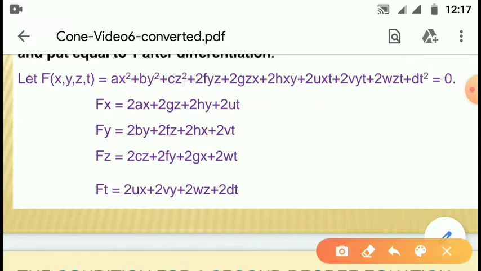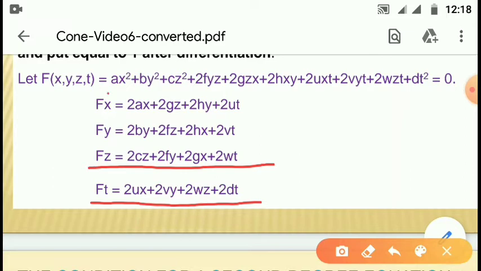So similarly, by doing partial differentiation with respect to z, we will get fz like this, and ft also we will get like this, because whenever we are differentiating partially with respect to t, x, y, z are treated as constants.